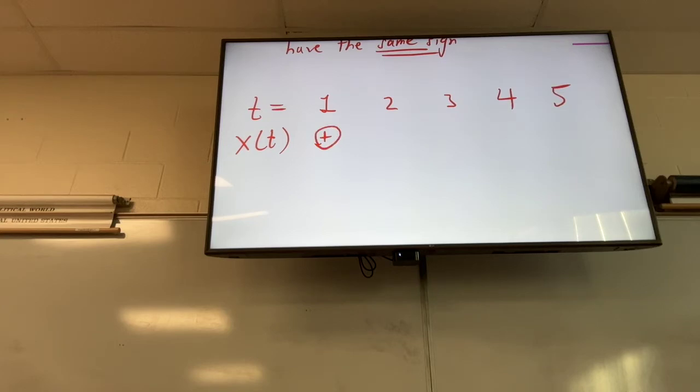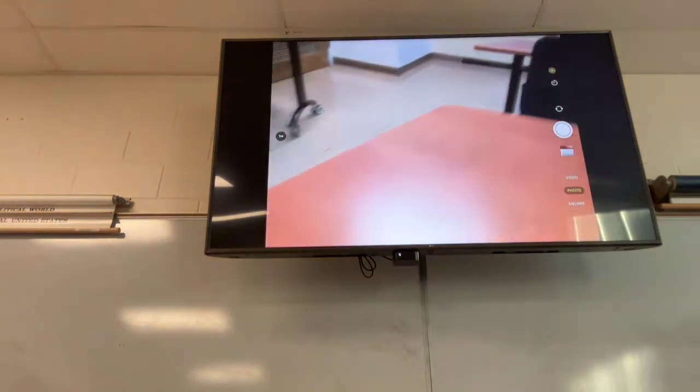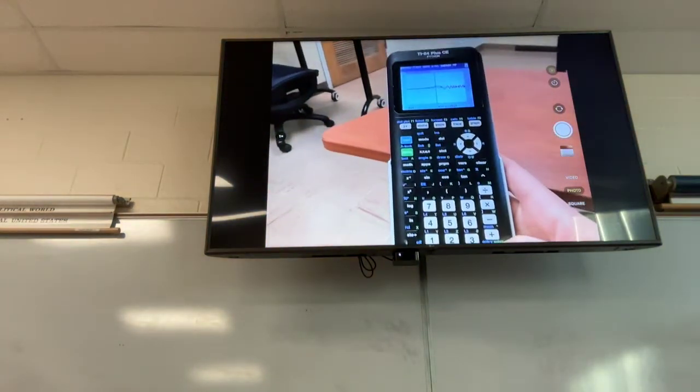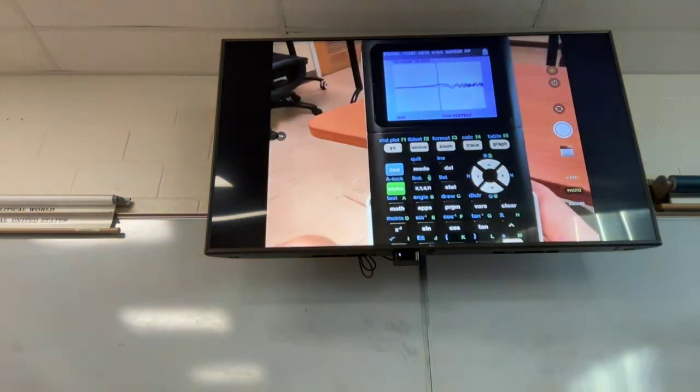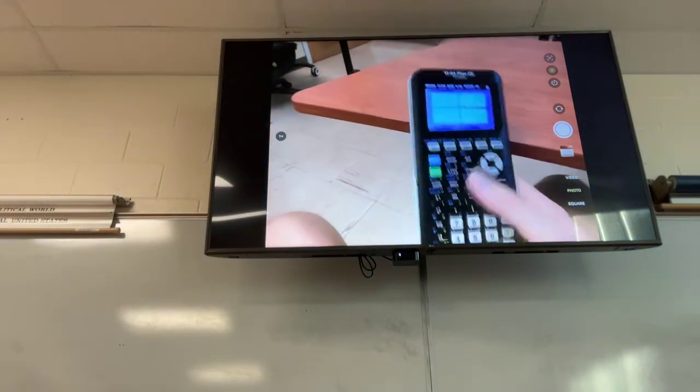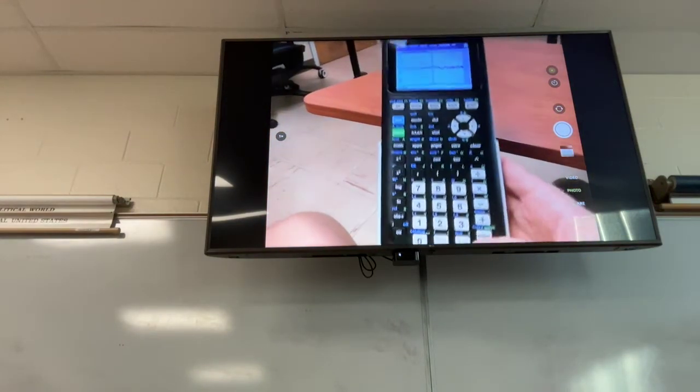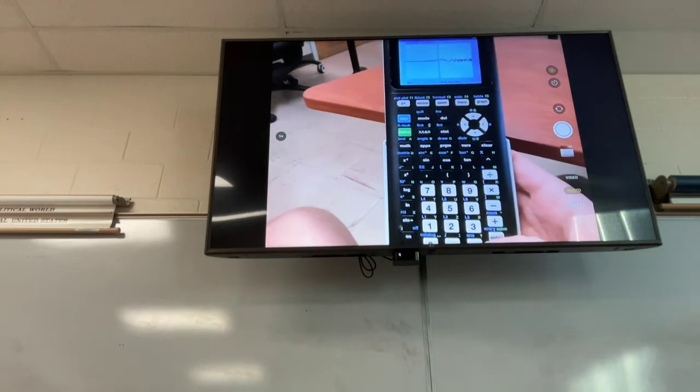Let's do the same thing for t equals 2. For 2, it's positive, right? We use the trace button, typed in 2, hit enter, gave us a positive number out, okay?